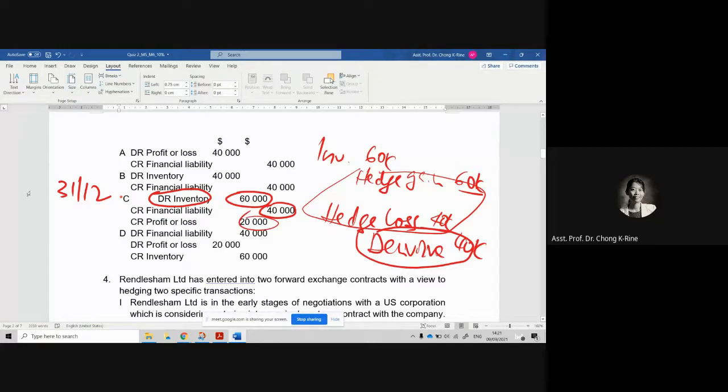But the format is not so nice. Actually, it's like debit and credit, make it nicer. So we will have a profit or loss, credit side 20,000. For fair value hedge, our hedge gain, hedge loss, definitely in profit or loss. All right, so this is for question 3.